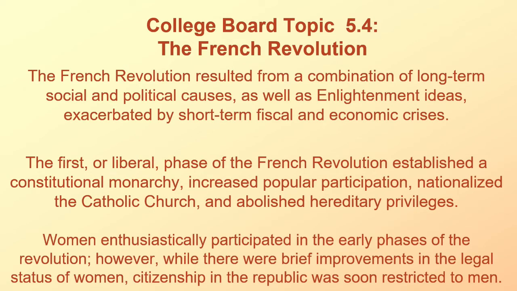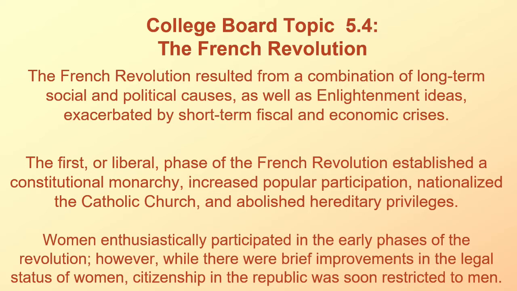And we've got these 3 paragraphs right here that tell us what's important to College Board. French Revolution resulted from a combination of long-term social and political causes as well as Enlightenment ideas exacerbated by short-term fiscal and economic crises. The first, or liberal phase, that's our phase, of the French Revolution established a constitutional monarchy, increased popular participation, nationalized the Catholic Church, and abolished hereditary privileges.